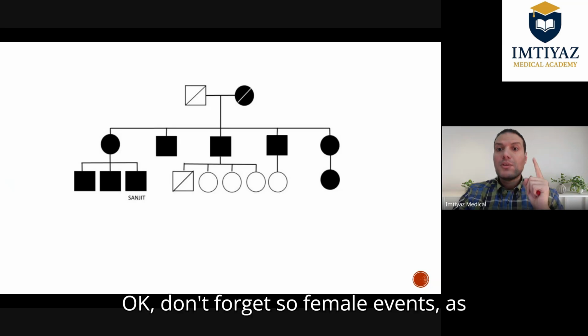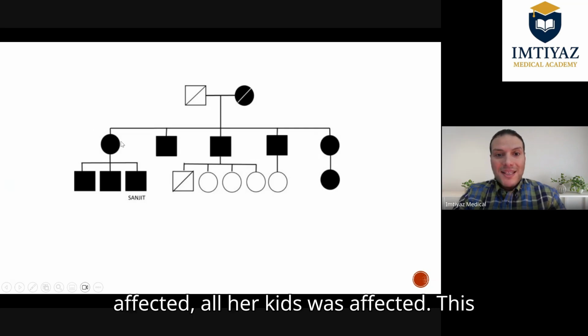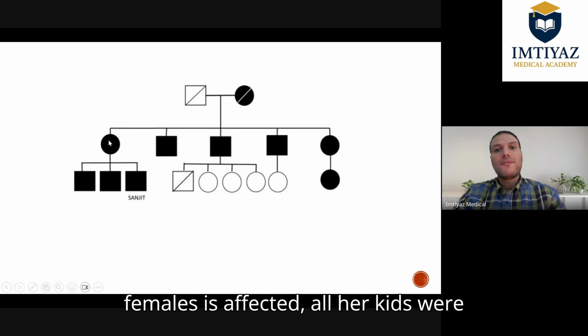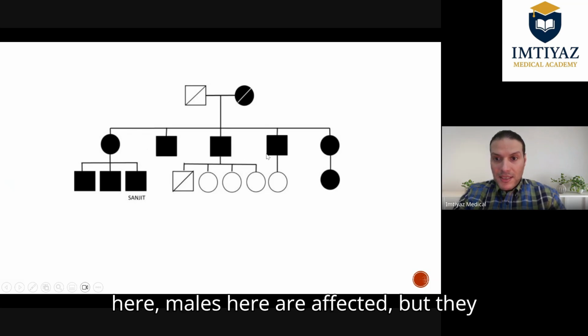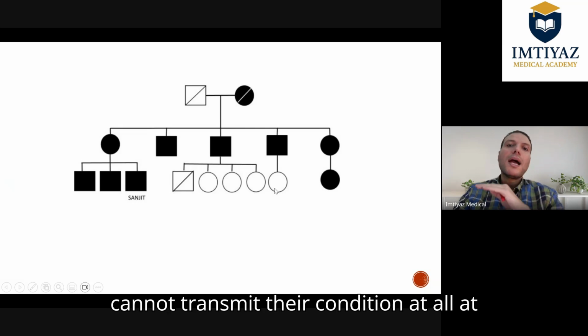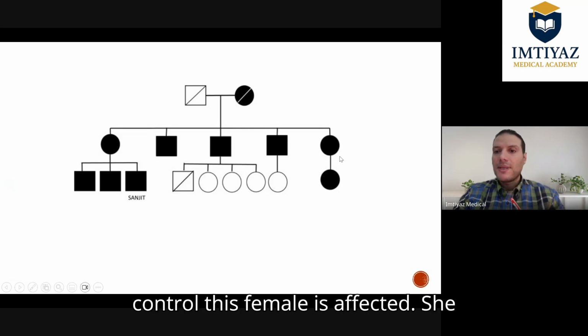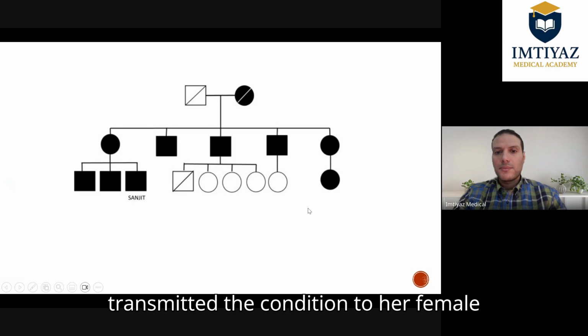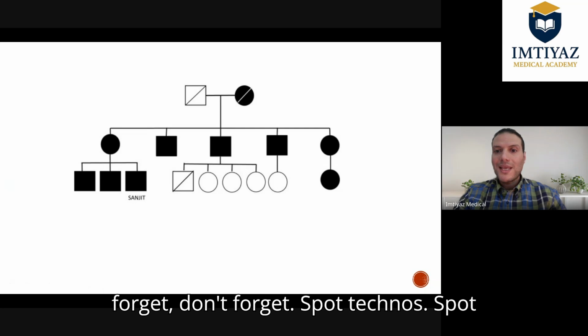Okay? Don't forget. So as you can see here, this female is affected, all her kids were affected. This female is affected, all her kids will be affected. Those sons here, males here, are affected, but they cannot transmit the condition at all. Why? Sperms don't have mitochondria. This female is affected, she transmitted the condition to her daughter. Okay? Don't forget.